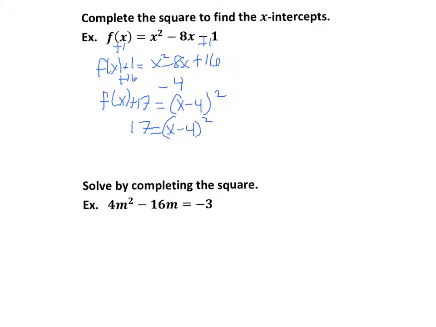Okay. All right, so now what do we do? Now we square root both sides. So we get plus and minus root 17 equals x minus 4, and then we add 4. And I'm just going to rewrite it this way. So x equals 4 plus or minus root 17. And that's where your x-intercepts are, at 4 plus root 17 and 4 minus root 17.